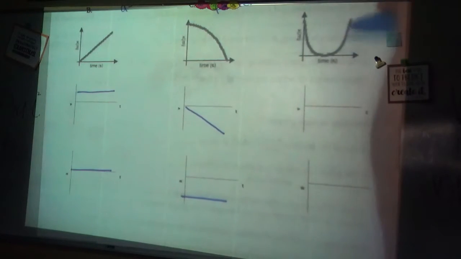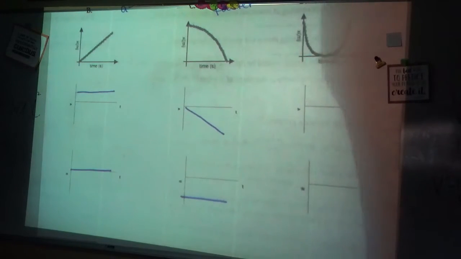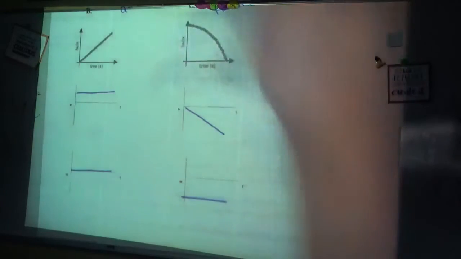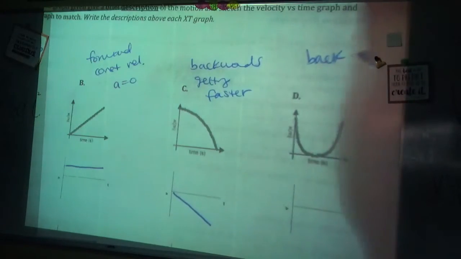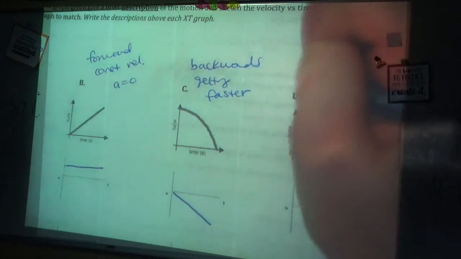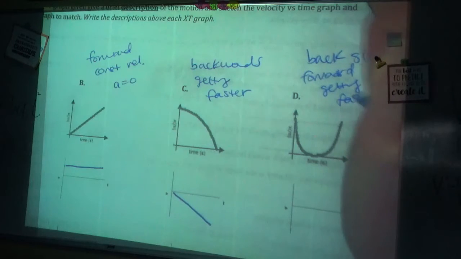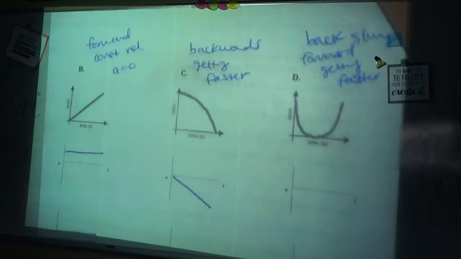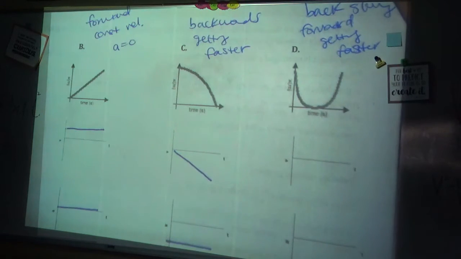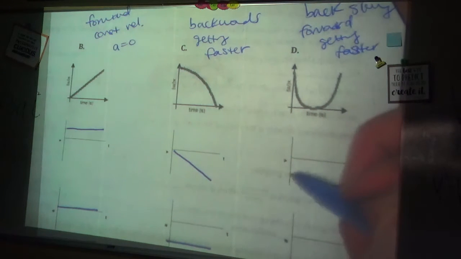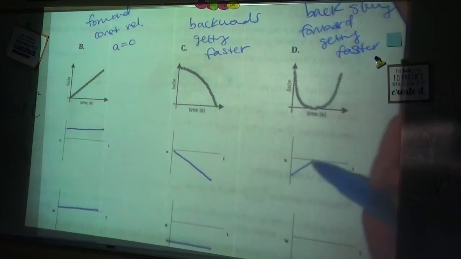Now for D, it's going backwards at first and then it's going forward. So at first it's going backwards and it starts steep, but then it flattens out, so it goes backwards slowing. And then it goes forward, getting faster, forward, getting faster. So to show that it's going backwards at first, I want to start with a negative velocity. And then slowing, go to 0, so something like this. That would be a negative velocity slowing to 0.